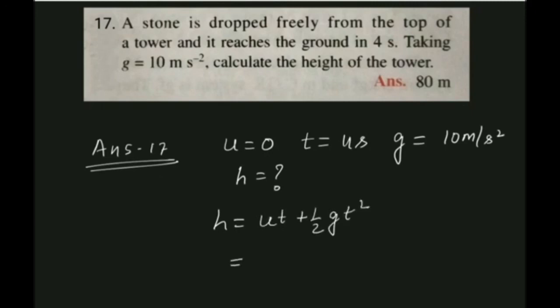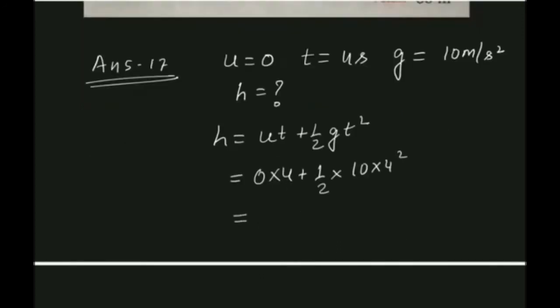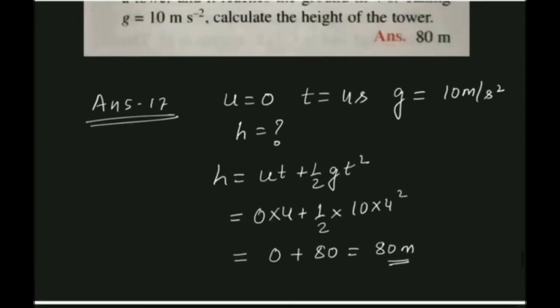H we have to find out. U is 0, 0 into 4 plus 1 upon 2 into 10 into 4 square. So it is 0 plus 80, it's coming 80 meter. So this was the solution of question number 17. Okay, now we are coming to the last question of our worksheet, question number 18.